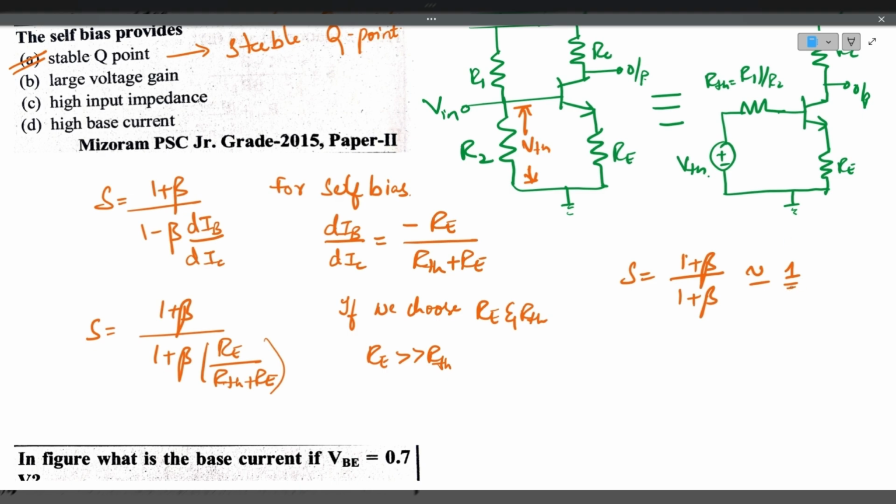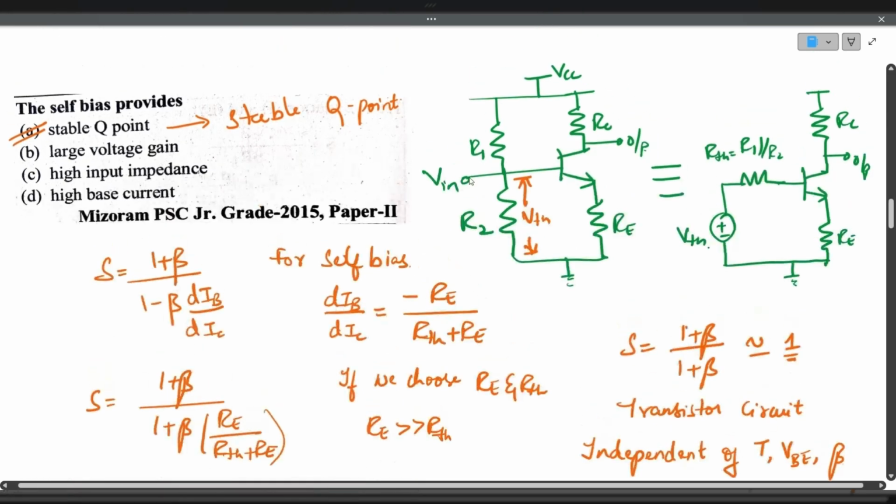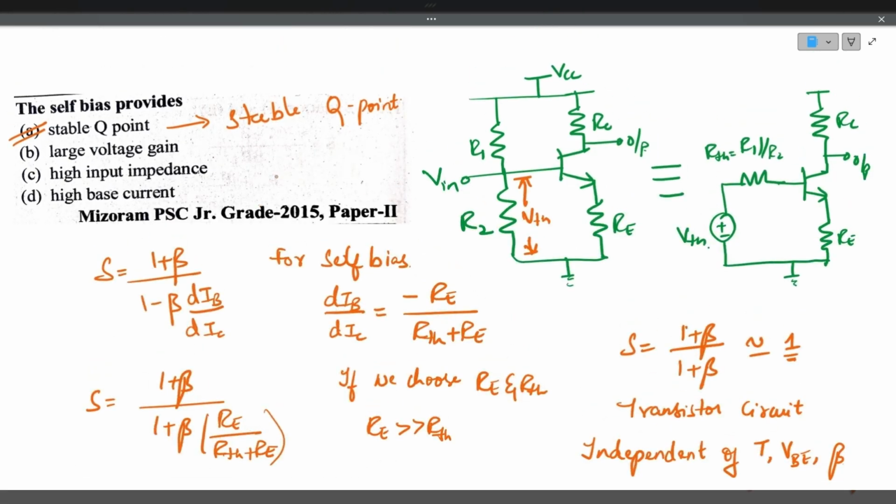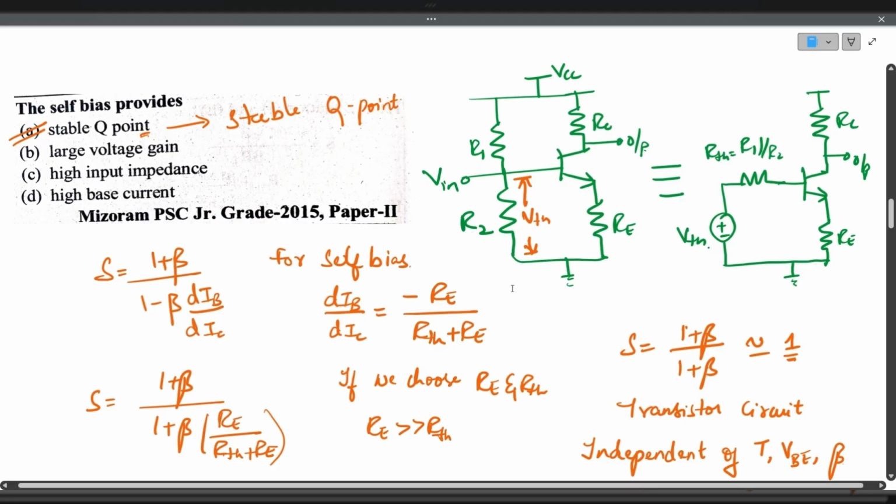When the stability factor is closer to 1, that makes the transistor, the entire circuit, independent of beta values, VBE values and temperature, independent of temperature, changes in base emitter voltage, and changes in beta value. So at that point we can tell that the circuit is very stable. The Q point is stable. So the answer is option A.